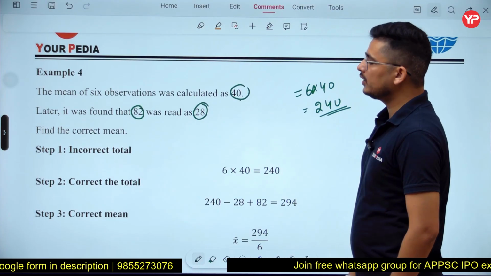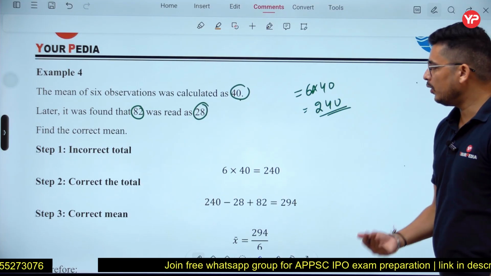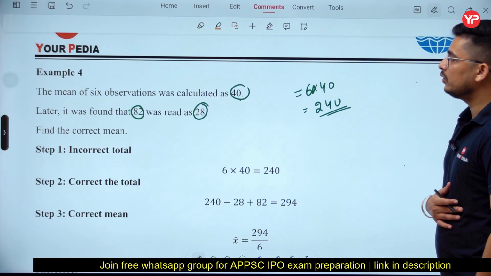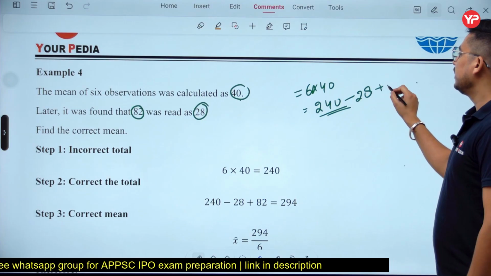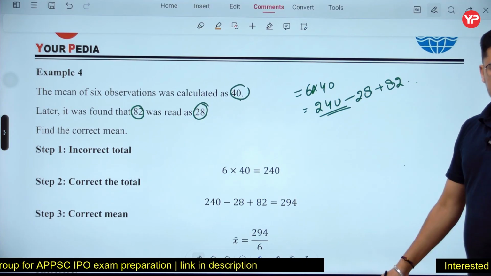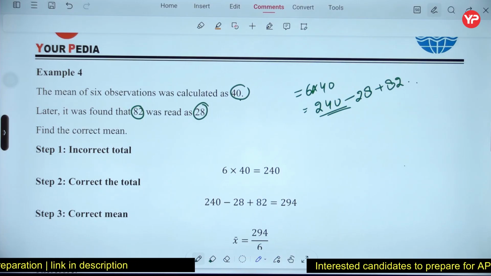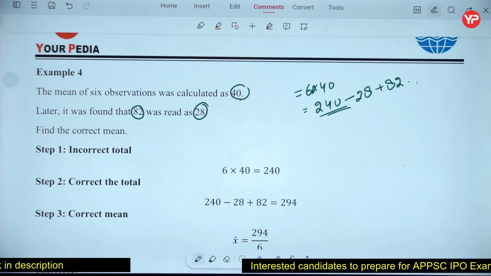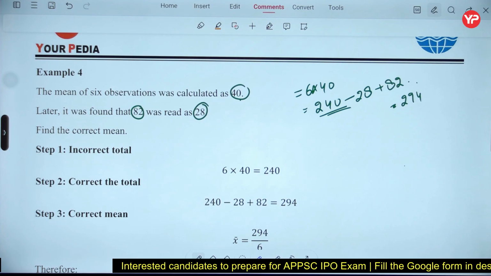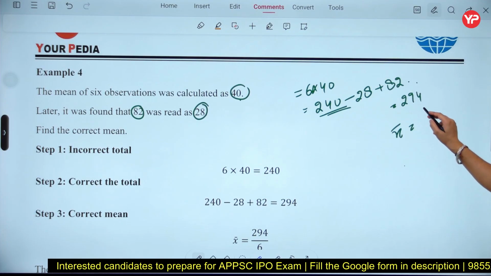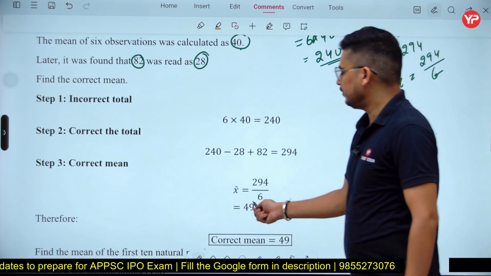So the total incorrect sum is 240. Now from this 240 we will try to find the correct sum. How can we do that? Because it is found that 82 was read as 28. It means first I subtract 28, which I read incorrectly, from the given data, then I add the 82 to make it correct. So it will give you 294. And the mean, x bar, is 294 divided by 6, and you will get that value as 49.